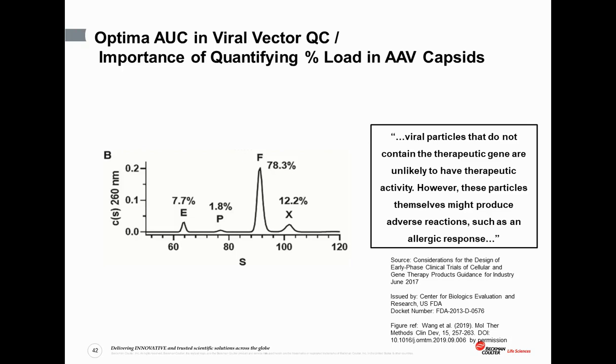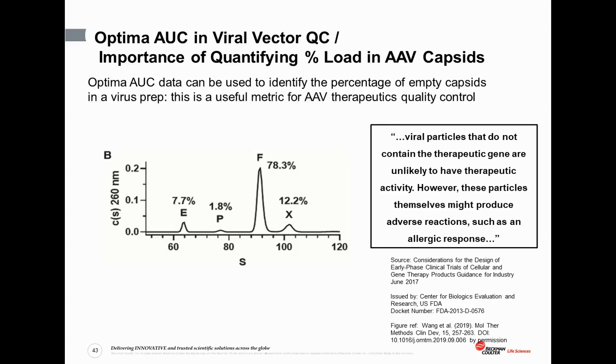And the importance of this is something that cannot be overstated. I mean, the FDA has stated that viral particles that do not contain the therapeutic gene are unlikely to have therapeutic activity. However, these particles themselves might produce an adverse allergic response. And this is really important. When you're doing a gene therapy drug trial, you really want to treat the patient with as many therapeutically bioactive particles as you can, and don't want to give the patient empty virus capsids. So this is where AUC comes in, and this is where AUC shines. So let's look at what AUC does in this specific case study.